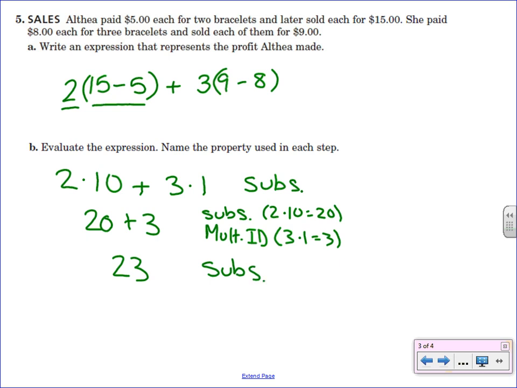And since this is a word problem, we know there should be some units to go with it. While they're talking about profit, so dollars will be our units.